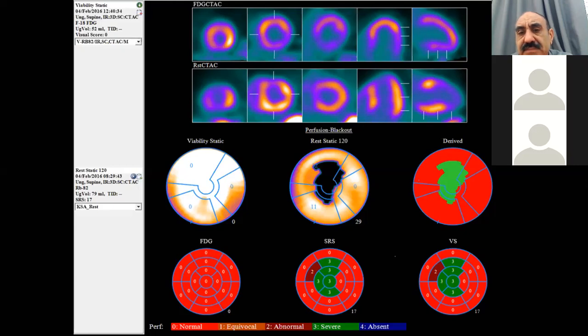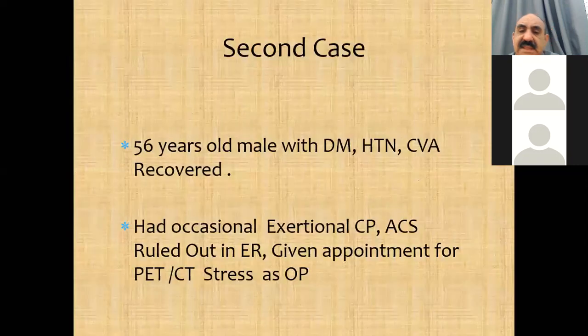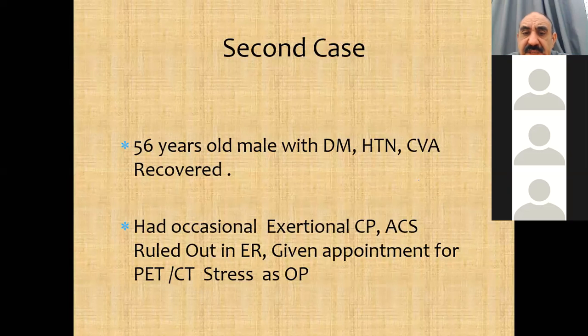Let us take a second case of a 56-year-old male with diabetes, hypertension, and a cerebrovascular accident, from which he recovered. He has occasional chest pain, and he came to the ER.